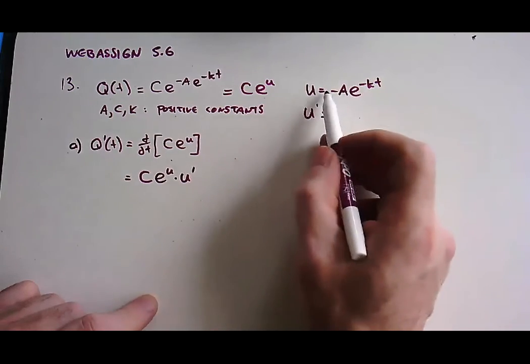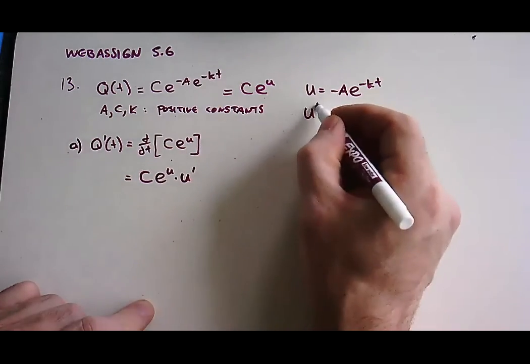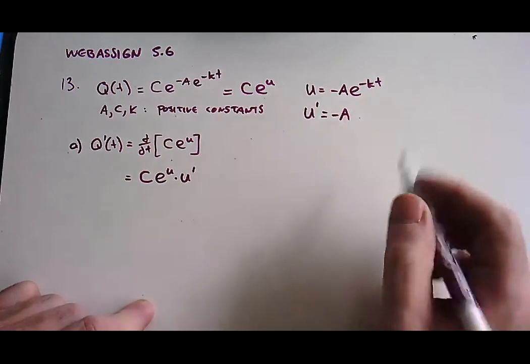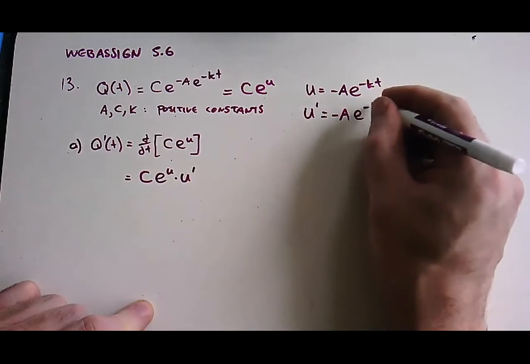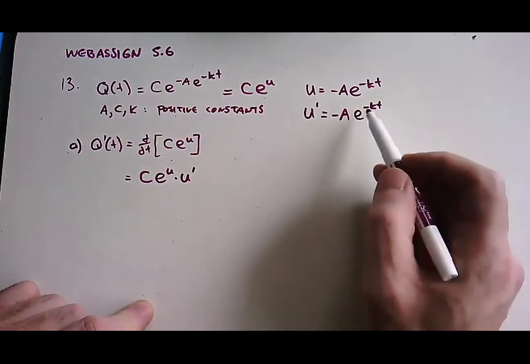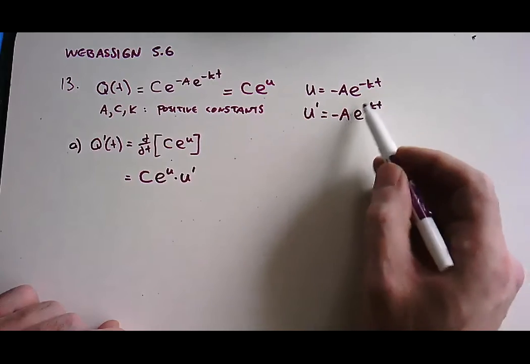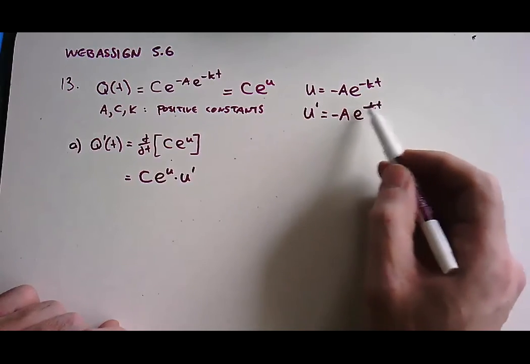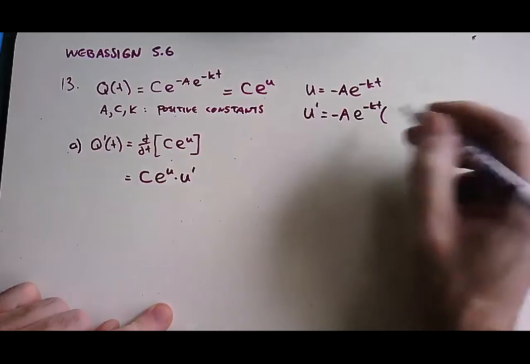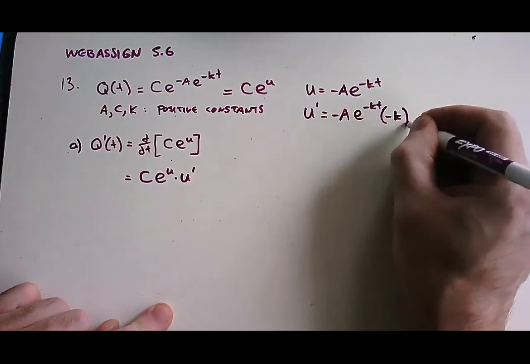So if u is negative a e to the negative kt, differentiating with respect to time, our derivative will be negative a by the constant multiple rule, times e to the negative kt. The derivative of an exponential is itself, except finally by the chain rule, we're going to need to multiply by the derivative of our exponent here. So the derivative of negative kt, remembering that k is a constant and t is a variable, will just be negative k.